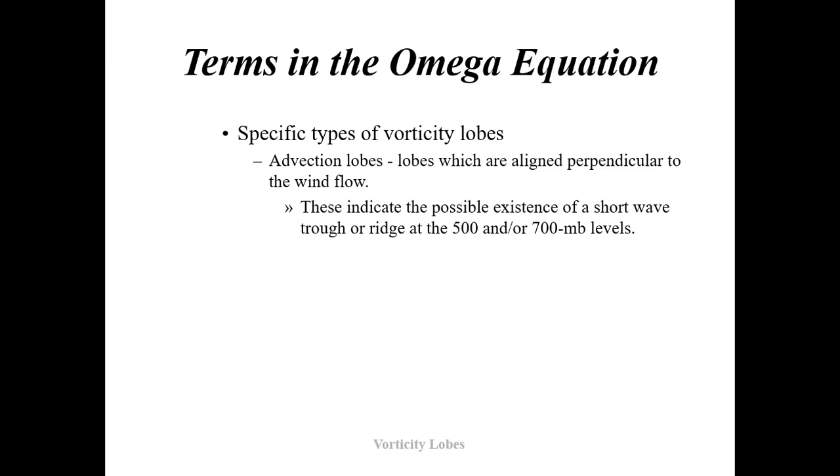If you get that area of negative vorticity advection on a weather chart at the 500 to 700 millibar levels, you're going to have sinking air motion. Most likely you're going to have nice, fair weather. So very important, these lobes.